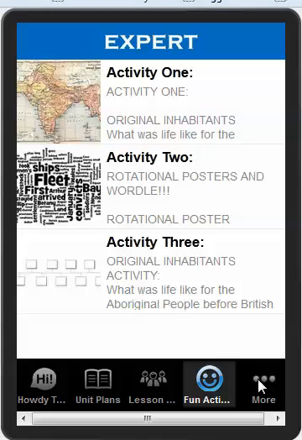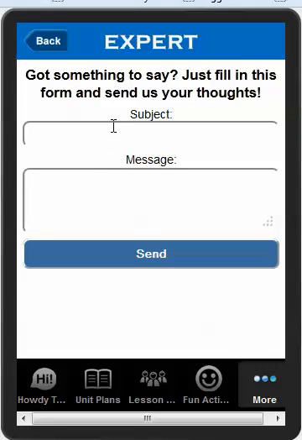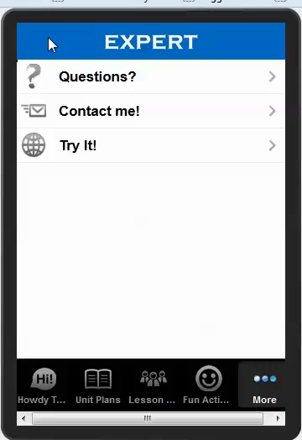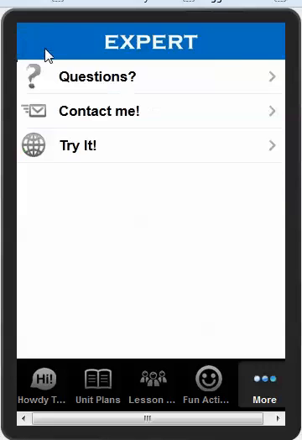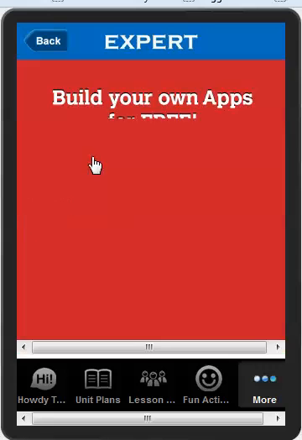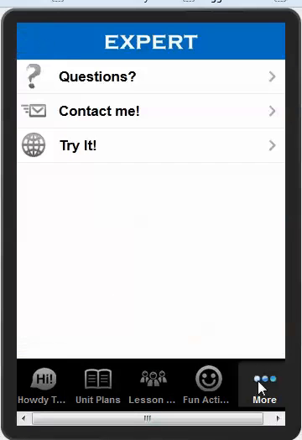And over here we have more. So questions, if teachers have some questions for me, I can help them with their lesson planning or some activities. Contact me and try it, so they could have a go at building their own app if they wanted to.